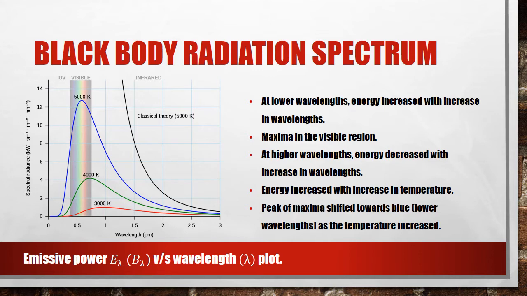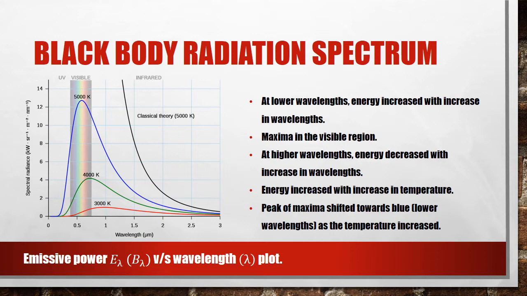From the plot, it is evident that towards the lower wavelengths, the increase in energy is proportional to the wavelength. That is, when the wavelength increases, the spectral radiance also increases, and it reaches a maximum in the visible region. Again, it comes down towards the higher wavelengths, as the energy decreases when the wavelength is increased.